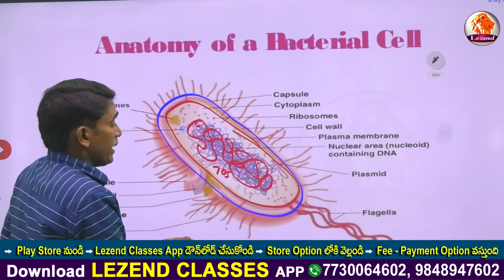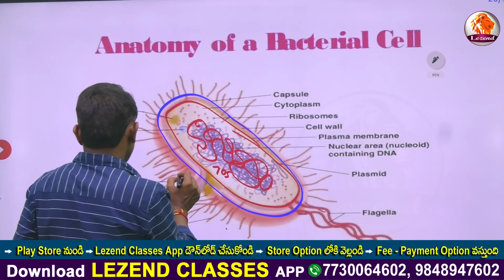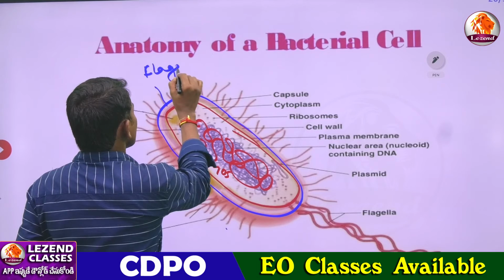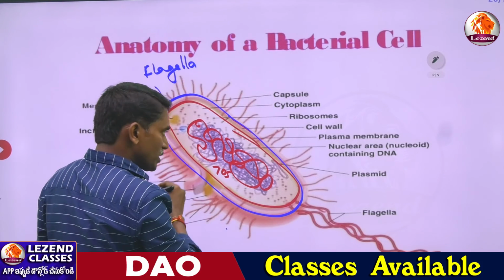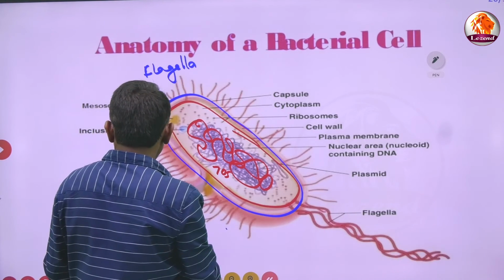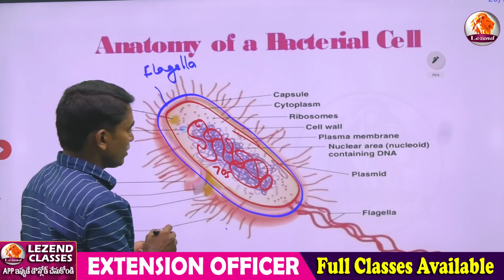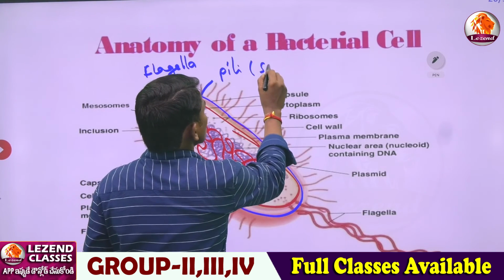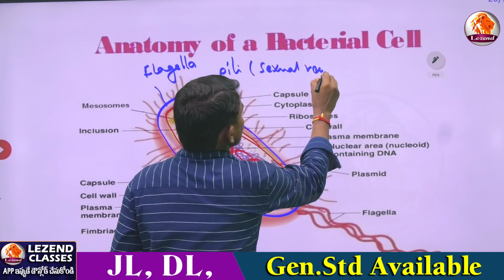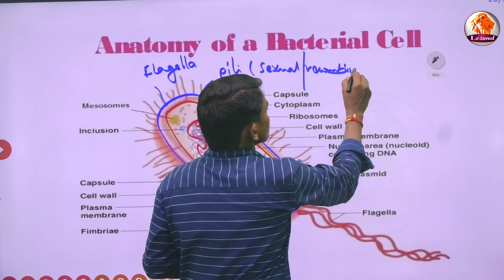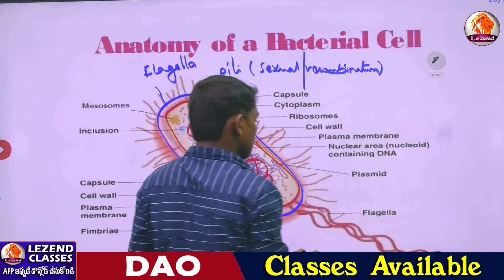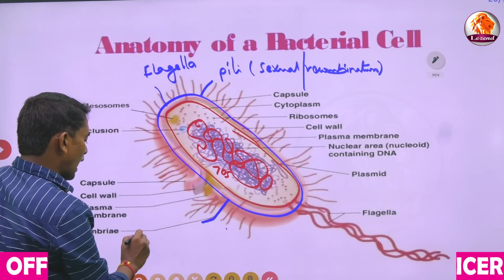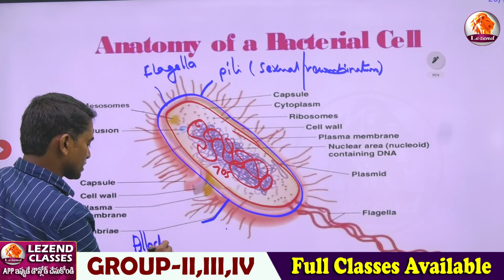On the outermost surface, flagella are present. These flagella are the locomotory organs in bacteria. In addition to flagella, small hair-like structures called pili are present. These pili help in conjugation, sexual reproduction or recombination. In addition to this, a specialized structure called fimbriae is also present. This helps in attachment of the bacteria to the substratum.